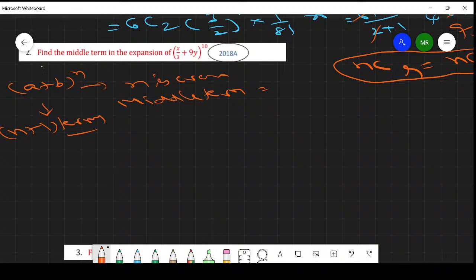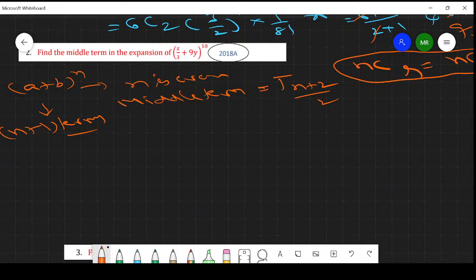In a binomial expansion, if the power is n, the number of terms will be n plus 1. For example, (a plus b) whole square has 3 terms, and (a plus b) whole power 5 has 6 terms. Now, for n even, for example n is equal to 2, if you expand (a plus b) whole square you get 3 terms, and there will be only 1 middle term. Whenever n is even, the middle term is equal to T of (n plus 2) by 2. That is the formula to find the middle term when n is even.